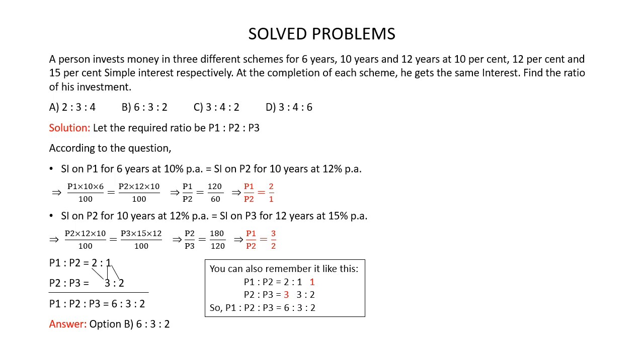Now P1 is to P2 is to P3 is equal to 2 multiplied by 3 which is 6, 1 multiplied by 3 is 3 and 1 multiplied by 2 is 2. So the required ratio is 6 is to 3 is to 2. So the correct answer is option B, 6 is to 3 is to 2.